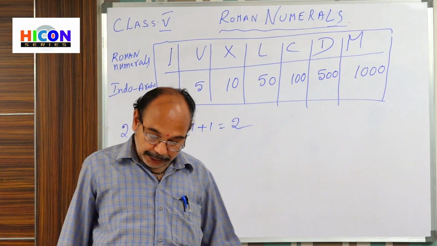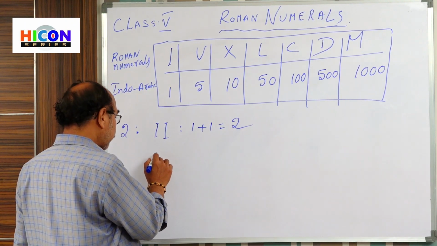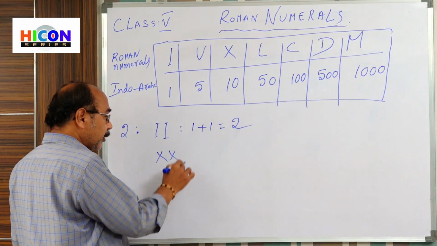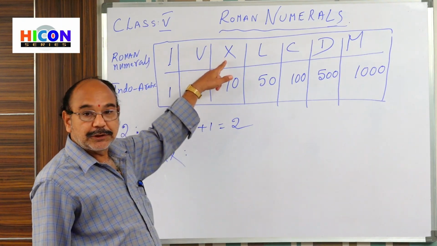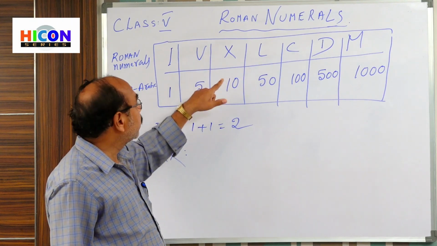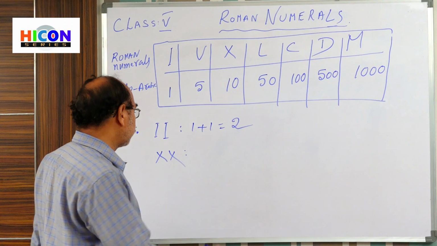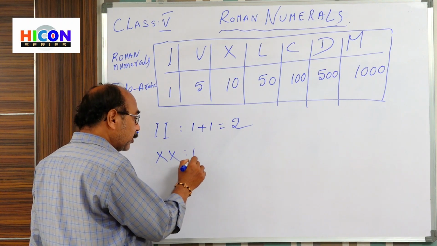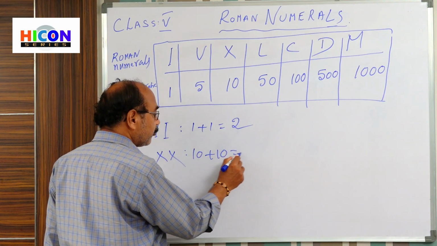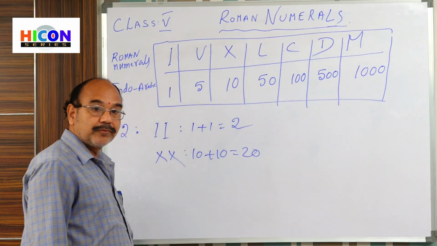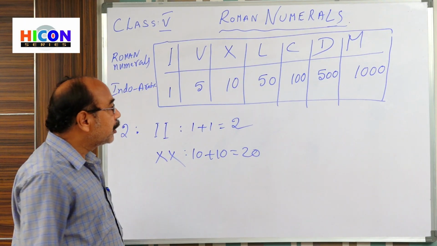And one more example, you see, suppose XX. I wrote double X. X represents what here? X represents 10. So here 20 is there. How many times did we write X? 2 times. That's why I wrote double X. That means 10 plus 10, 20.